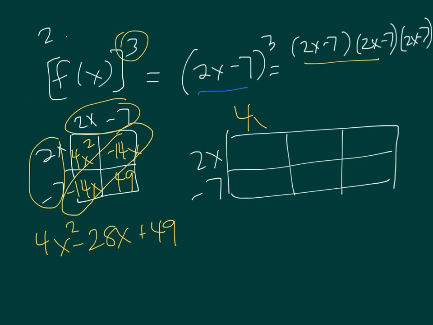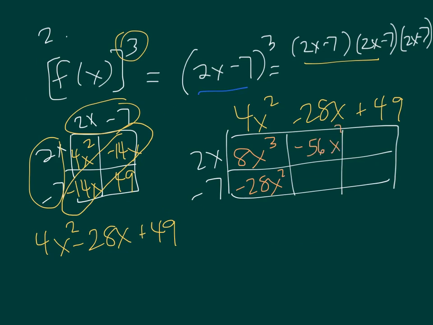So I'm just going to put my 4x squared minus 28x plus 49 up here, and I'm going to multiply this through and see if it'll let me choose another color here. Do a peach, so it's easier to see. So we'll go ahead and fill out this last one. So this is going to be 8x cubed, negative 28x squared, negative 56x squared, 196x, 98x, and negative 343.